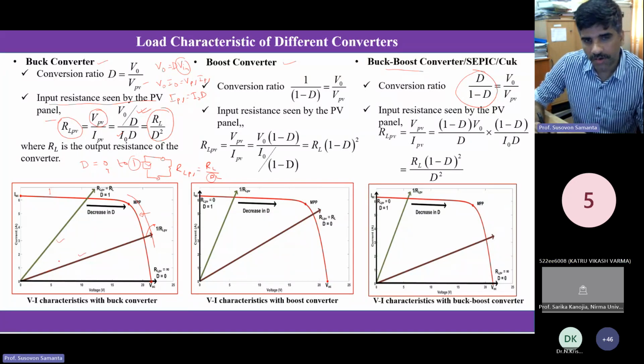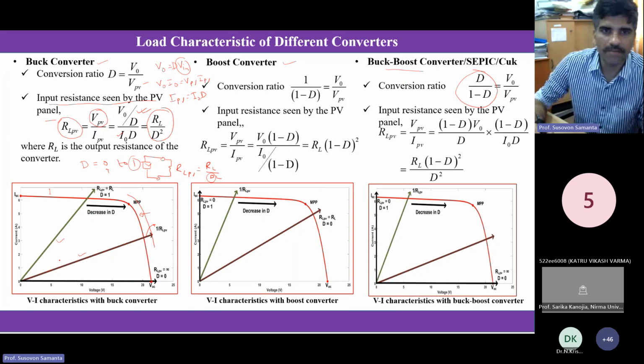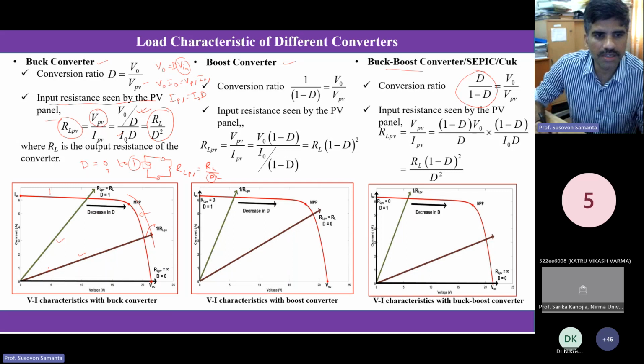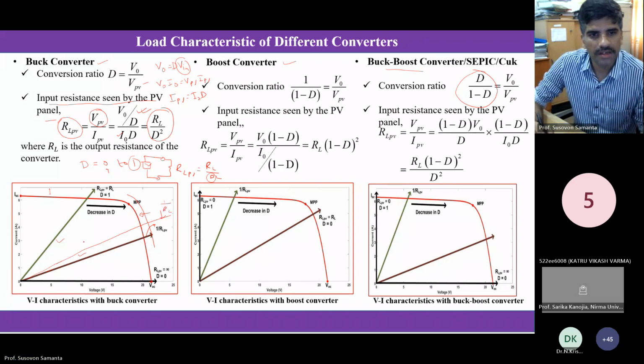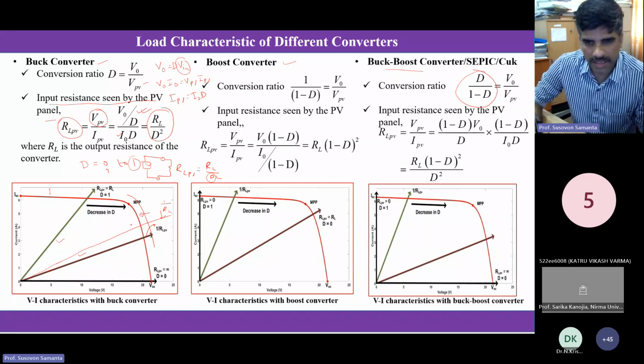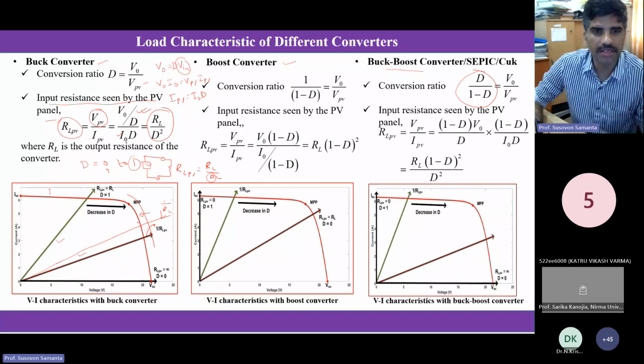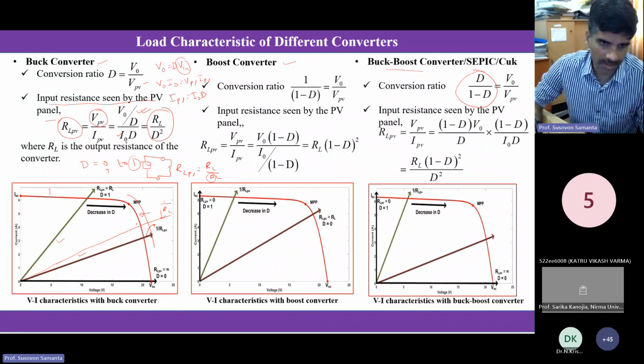Now, say for example, you have taken a load resistance and that load resistance is crossing this point. So this is your 1 by RL. Now, in this case, sometimes students say that using a buck converter, I am not getting the maximum power because of this reason.